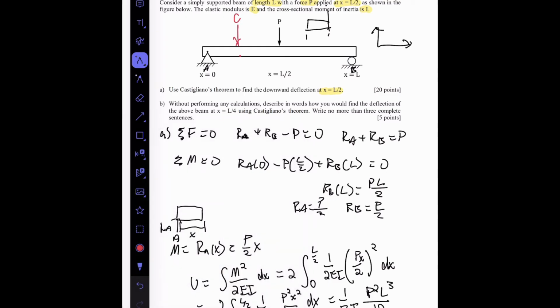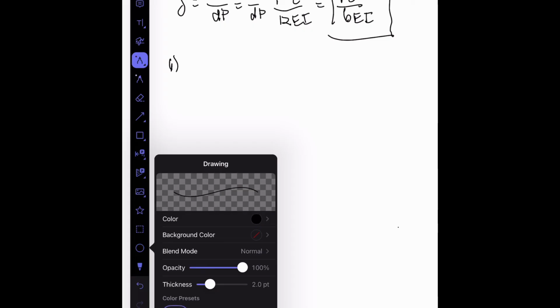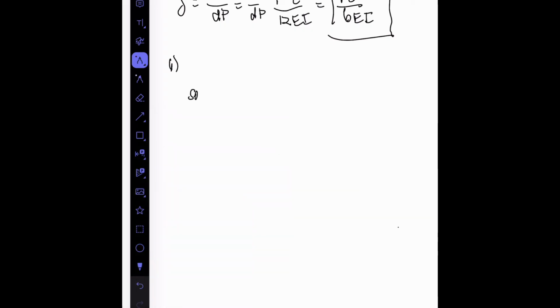Call that Q at x equals L over 4. It's also going to make our integrals a little bit more tricky because now we're going to have to find 3 different bending moments. One in this section, one in this section, and one in this section, because the bending moments in each of these 3 sections are going to be different equations. So, solving for the deflection, we would, of course, first solve for the internal bending moments in each of our 3 sections.